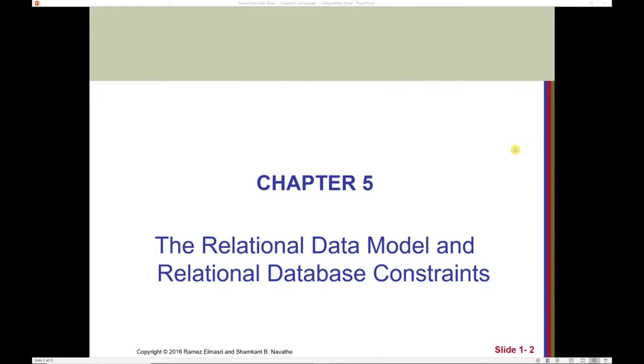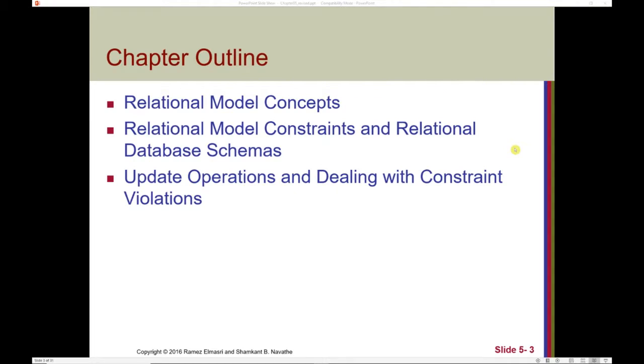Chapter 5, the Relational Data Model and Relational Database Constraints. In this chapter, we will talk about different relational model concepts, constraints, as well as take a look at what a relational database schema looks like, and also talk about different update operations and how to deal with constraint violations.